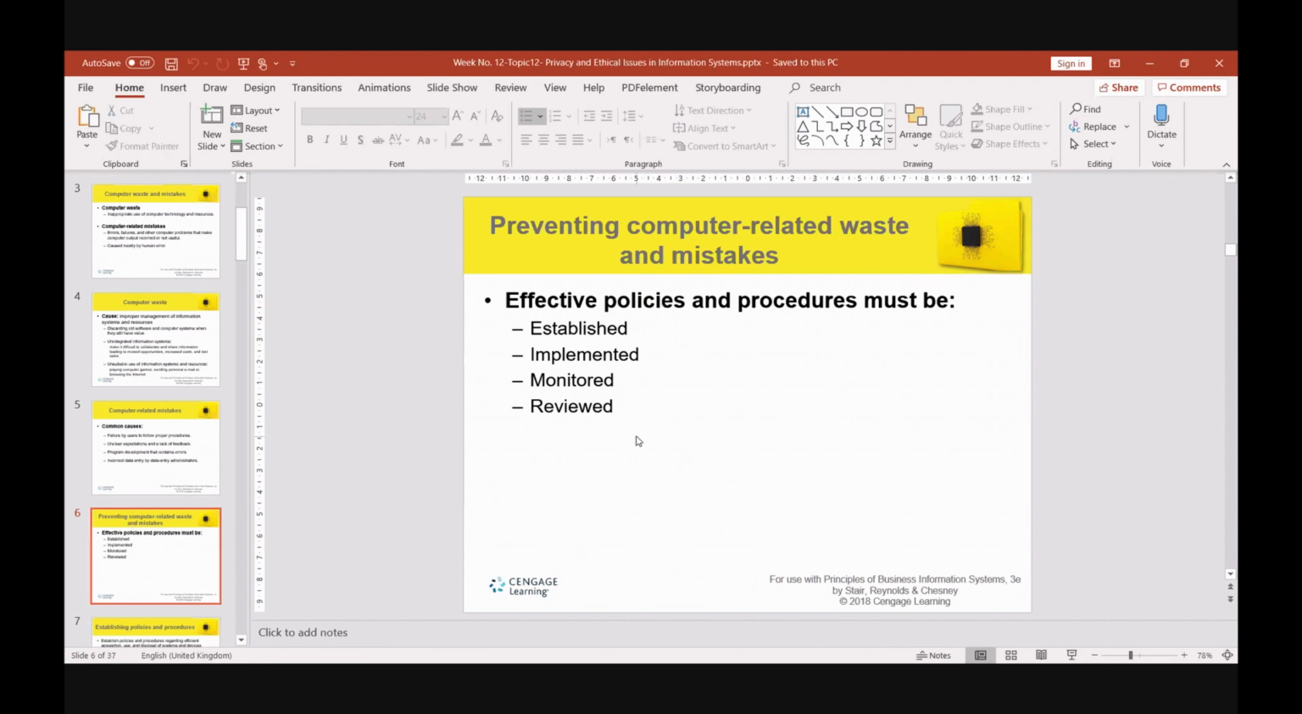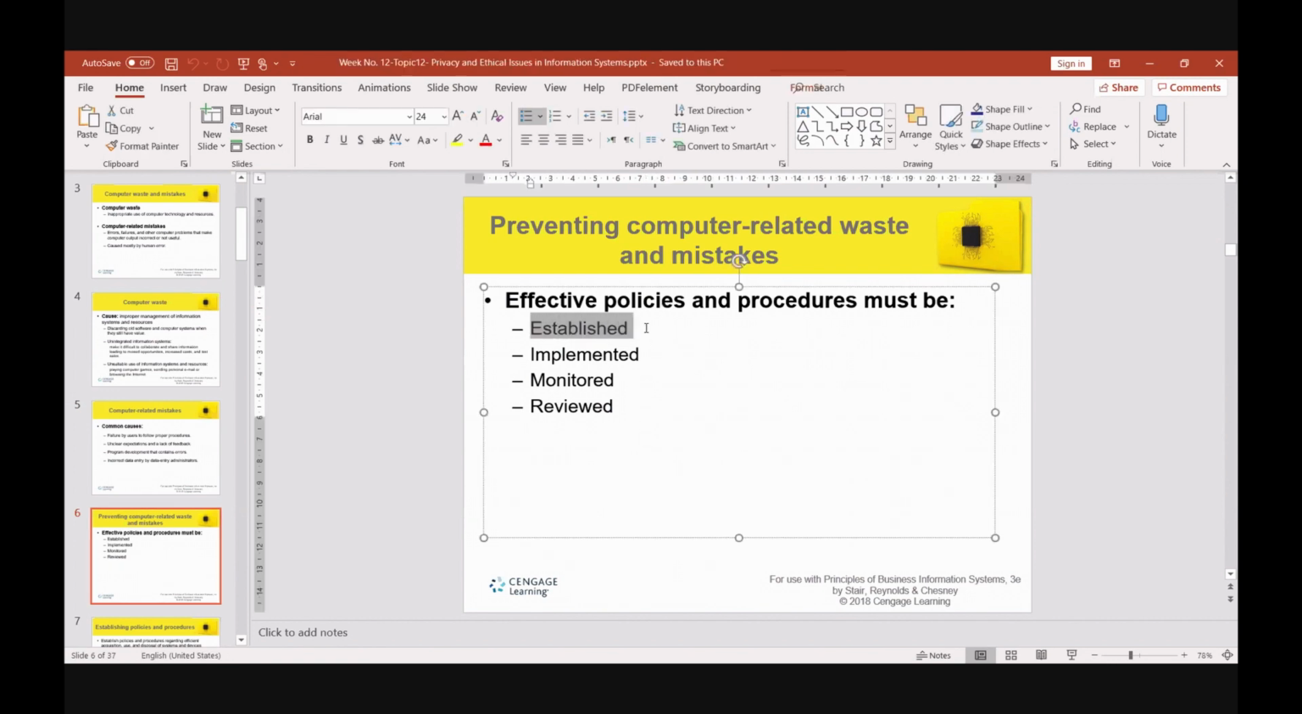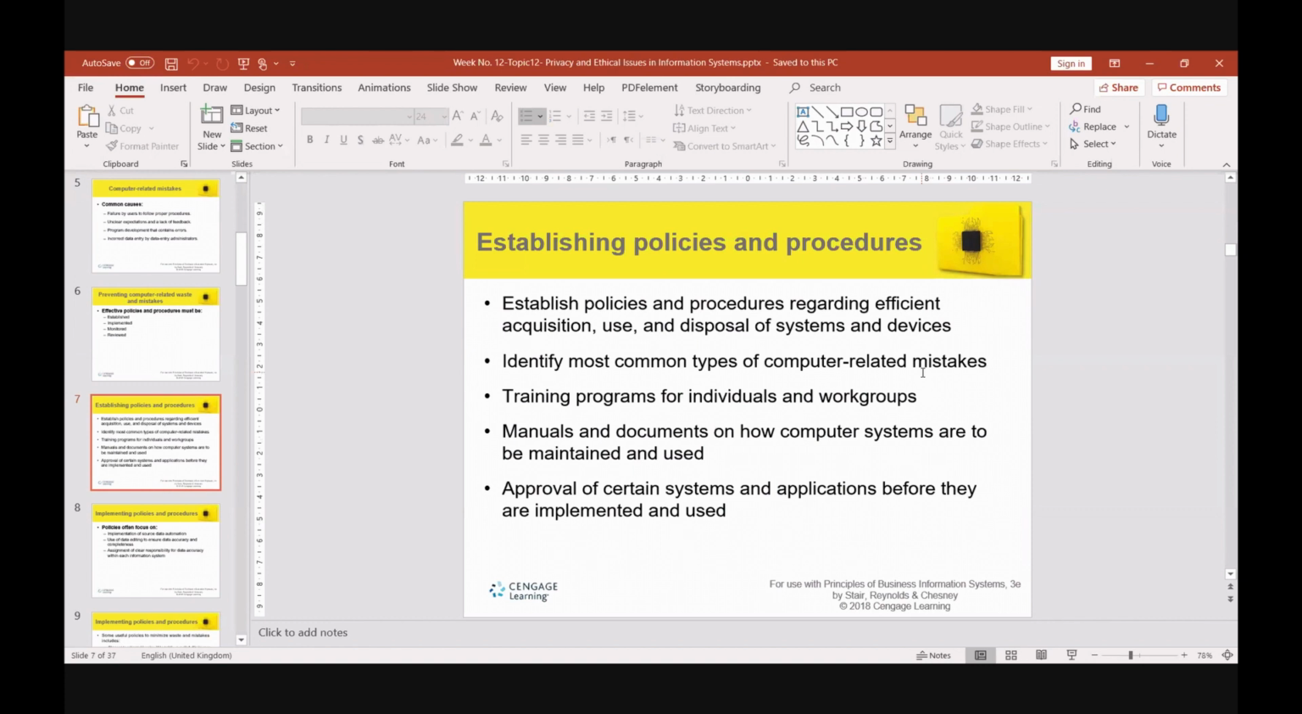Yes. Okay, so your policies must be established. As a manager, you have to establish this. You have to implement the policies. You have to monitor the policies, whether they are working fine or not. And in the end, review. If it is not working fine, you need to fix that one. So this is review. So what are these things? Let's discuss in detail.